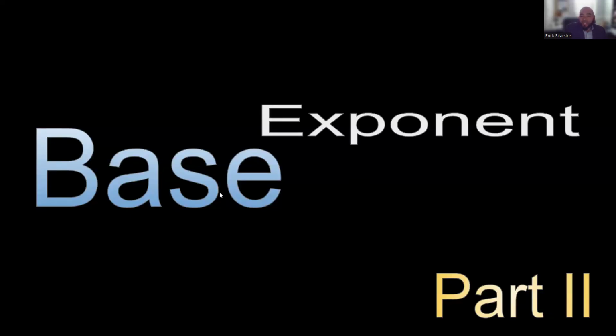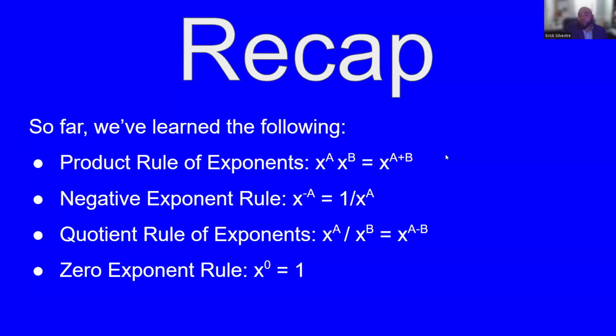Don't forget that we need our base and our exponents before we can move forward. Now, a quick recap of what we did on the last video. So far, we learned the product rule of exponents, which means when the base is the same, we add the exponents. Pay close attention to the signs because we could have positive and negative exponents. The other rule that we learned was the negative exponent rule, which means that whenever you have a negative exponent, we have to do the reciprocal of that value. That means we have to divide 1 by that value. Once you do the reciprocal, you get rid of the negative exponent and it becomes positive.